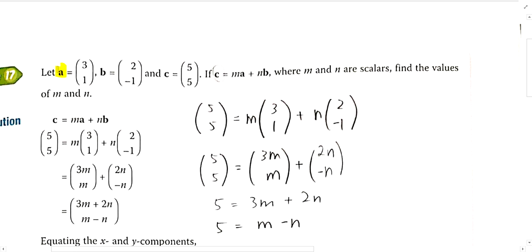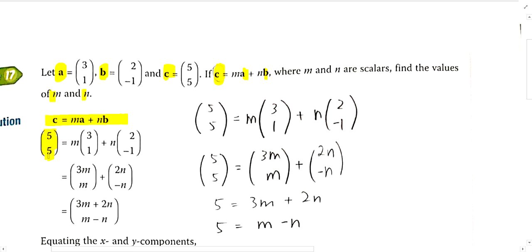So here we have 3 different vectors. Then they tell us that actually C is made out of a combination of A and B, where M and N are scalars. So find the values of M and N. Okay, next type of question that you'll see, we write down the equation. C equals MA plus NB. Just copy down everything exactly as it is.